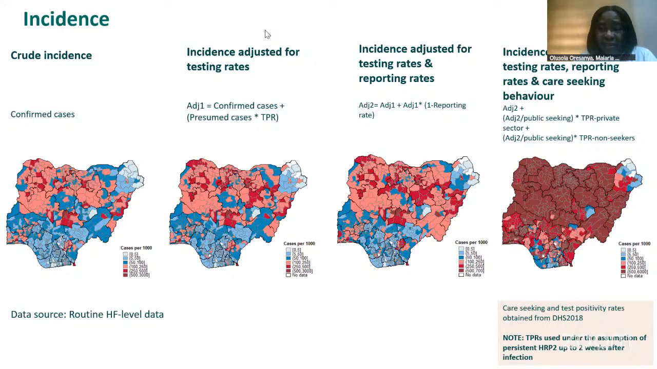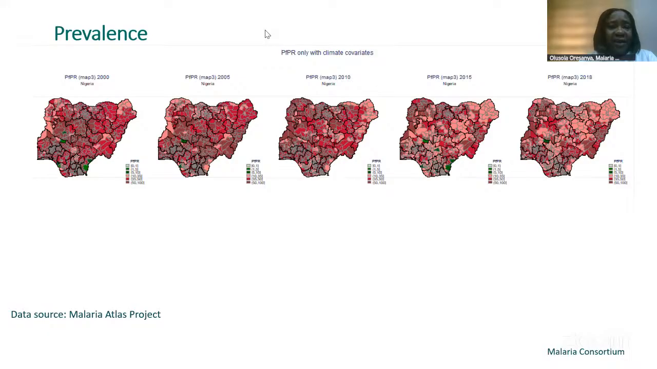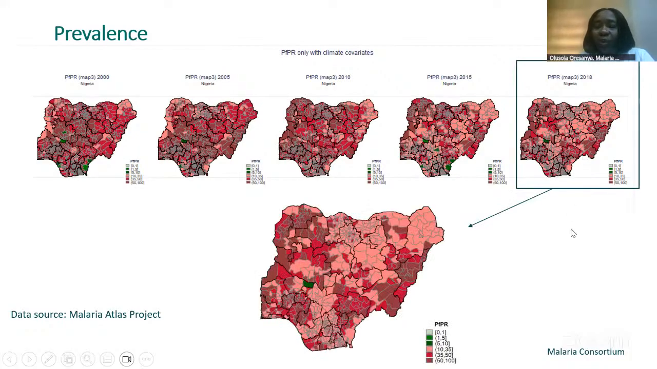Starting from, you can see that as all those indices were being adjusted for, the map was becoming darker and darker. And then the second parameter that was used is malaria prevalence. And you can see the malaria prevalence in the country from 2000 to 2005 to 2010 to 2015 to 2018. This was the latest data that was available at that time. And you can see what the map looks like here. This is just an enlarged version of the 2018 map.